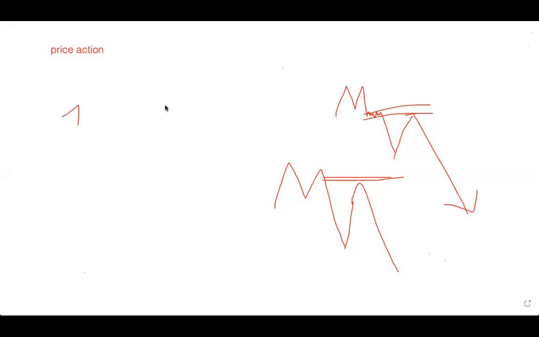Okay, great insight. How to spot sniper entry on price action. This is a complex question. I'll come back to that.